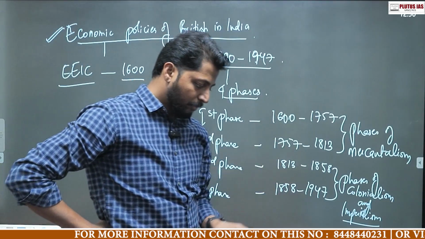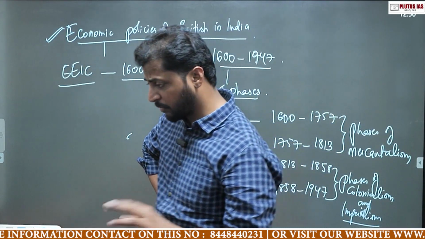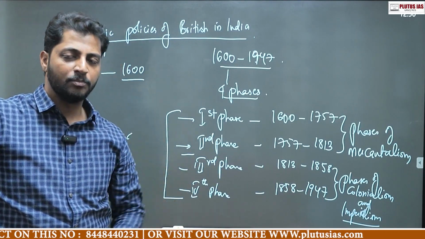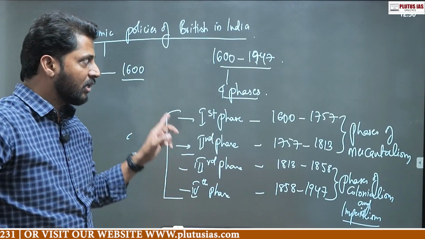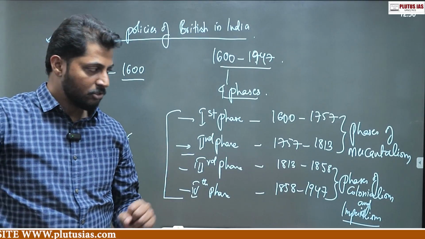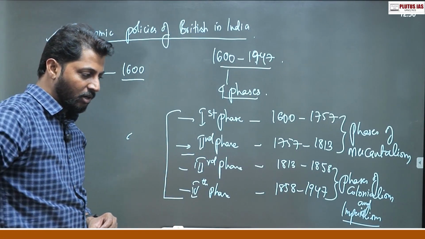So in this way, the British company as well as the British Crown, or simply we can say British rule, destroyed the Indian economy in the span of these 350 years of British rule in India, right? So this is the topic called the economic policies of the British in India, right?